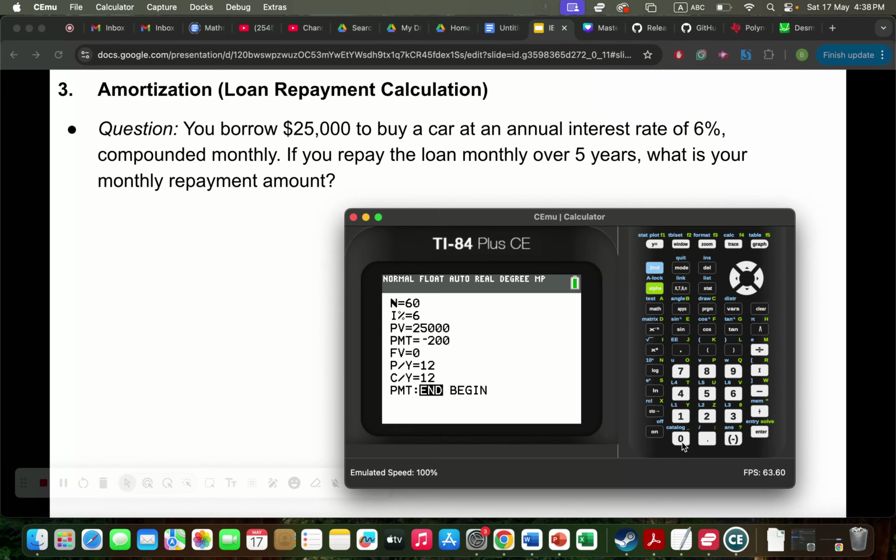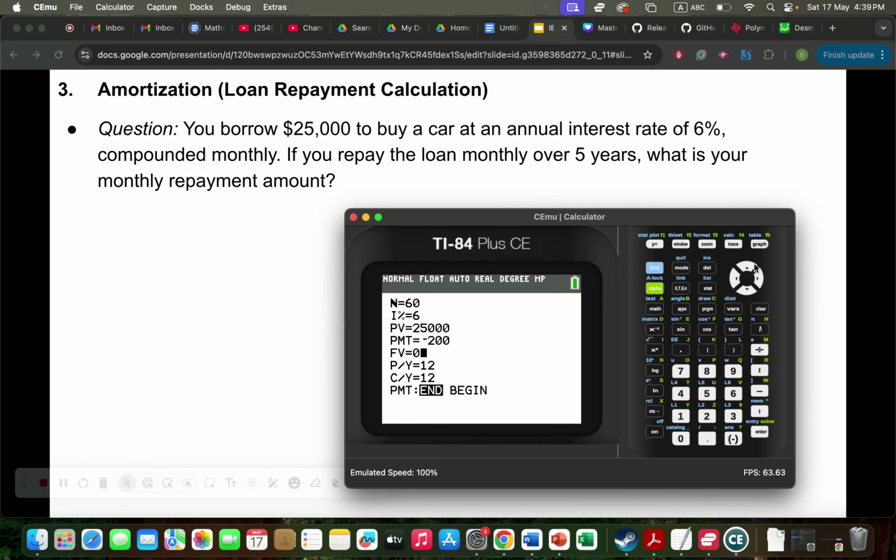FV needs to be 0, because if you borrow $25,000, ultimately your final intention is to ensure that you pay off that loan in total. Which means that the final value of the loan should end up to be 0 if you're hoping to pay off the loan. Okay, PY would be 12 again, because you're paying the loan monthly, so the payments per year would be 12, and CY would be 12 as well. Again, this is all a coincidence because it's just the way the question is being made. If it's compounded quarterly, then CY would simply be 4. So please do not assume that PY and CY will always be the same value.